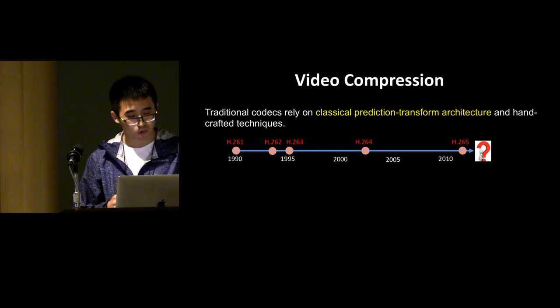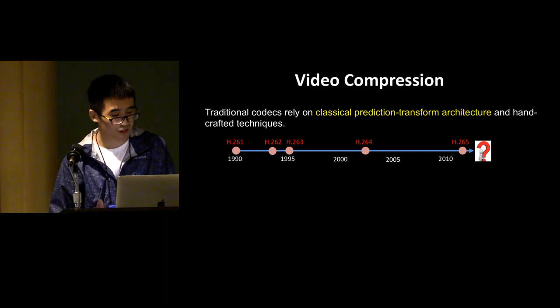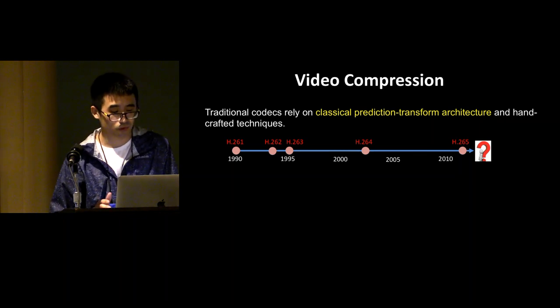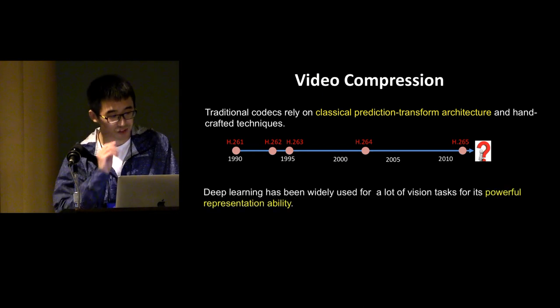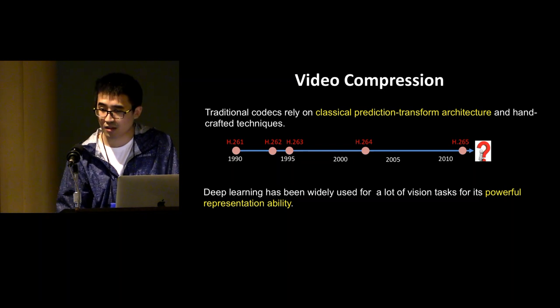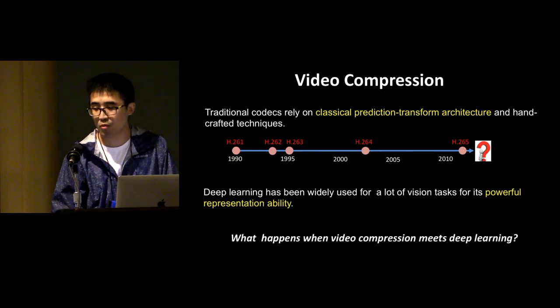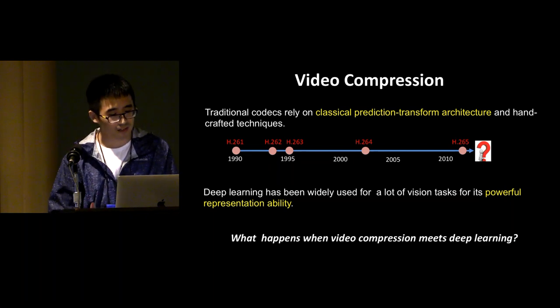The traditional video compression algorithm relies on the classical prediction transform architecture and handcrafted techniques to reduce the temporal and the spatial redundancy. In addition, deep learning techniques have been widely used in a lot of vision tasks due to their powerful representation ability. So the idea of our paper is very straightforward. We want to combine the deep learning techniques and the traditional video compression architecture.